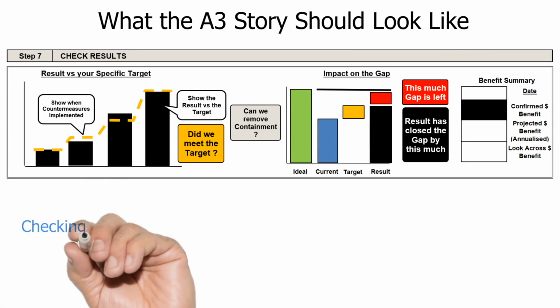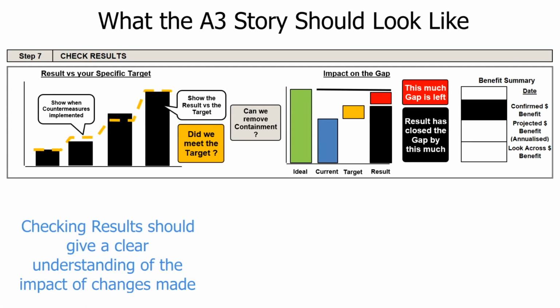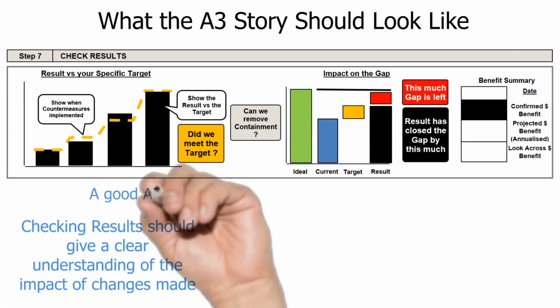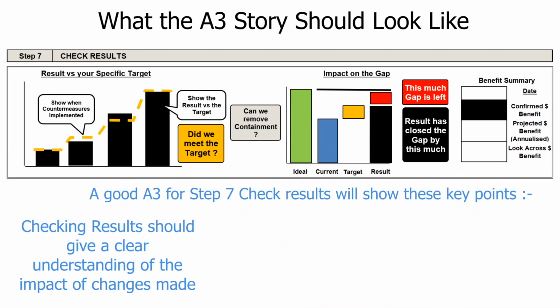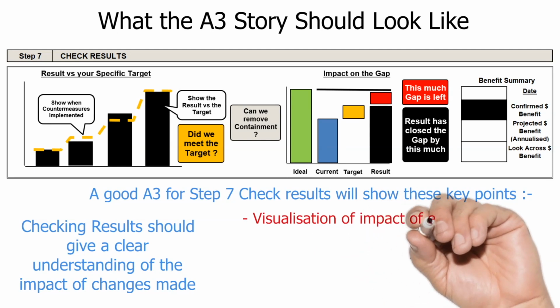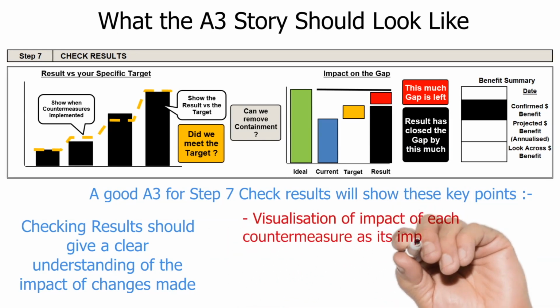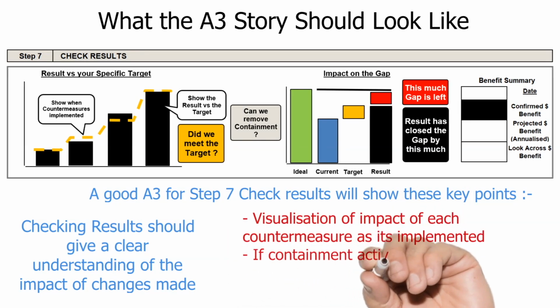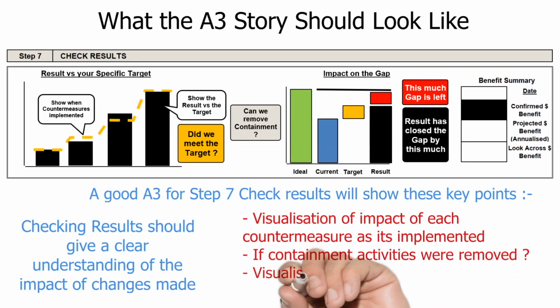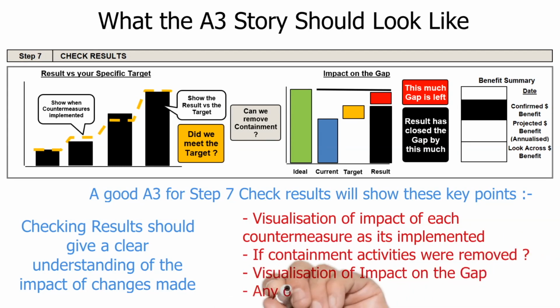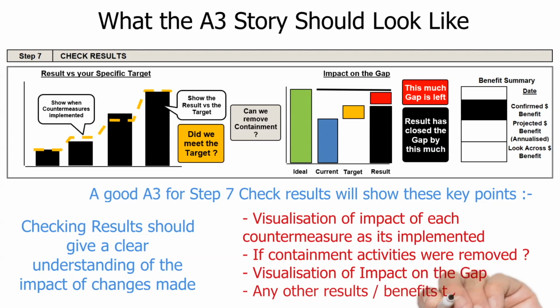What the A3 story should look like. Checking results should give a clear understanding of the impact of changes made. A good A3 for Step 7 check results will show these key points: visualisation of the impact of each countermeasure as it's implemented, if the containment activities were removed, visualisation of the impact on the gap, and any other results and benefits to show.